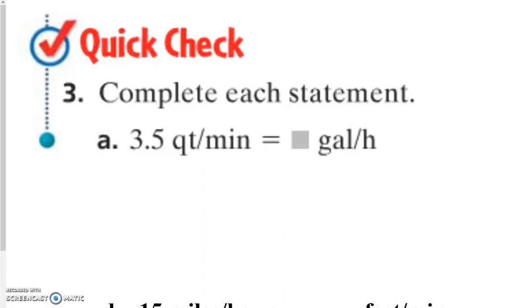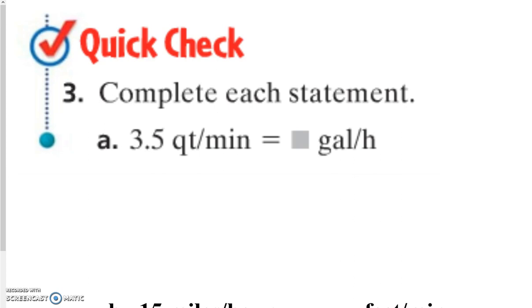All right, so what we want to do next is be able to convert unit rates. In this example, letter A says 3.5 quarts per minute needs to be changed into gallons per hour. So if you think about it, 3.5 quarts, there's 4 quarts in a gallon, so this is a little less than a gallon every minute. Maybe there's a fuel pump that can move 3.5 quarts of fuel every minute. Well, we want to figure out how many gallons per hour that is.